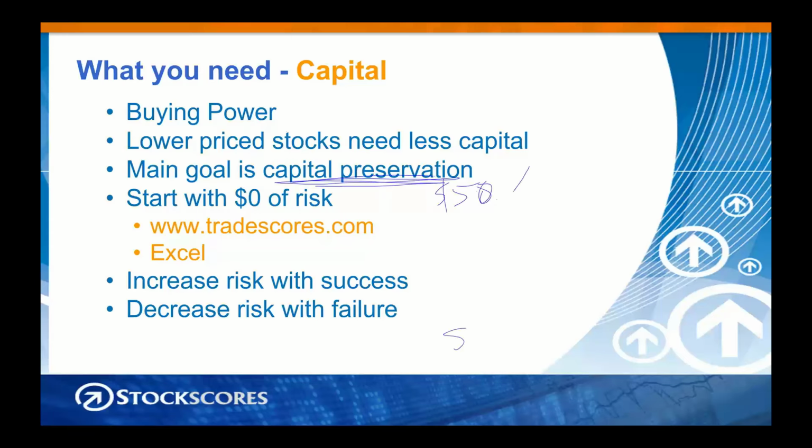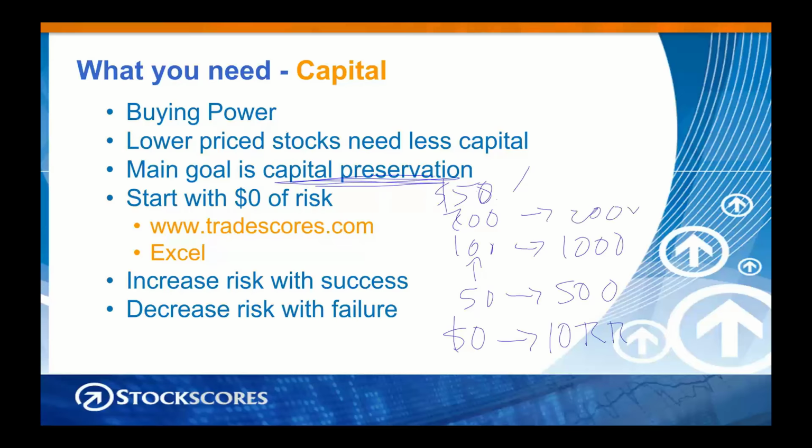So let's say at $0 of risk, you make 10 times your risk, 10 RR. Okay. So then you increase your risk to $50. You make 10 RR, which means you've made $500. So then you increase your risk to $100 and you make 10 RR and you've made $1,000. Now you've got some market money to serve as a buffer to protect your capital. So you increase your risk to $200 and you make $2,000 at that level and you move up.